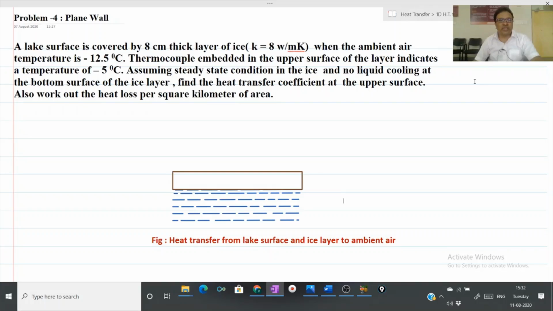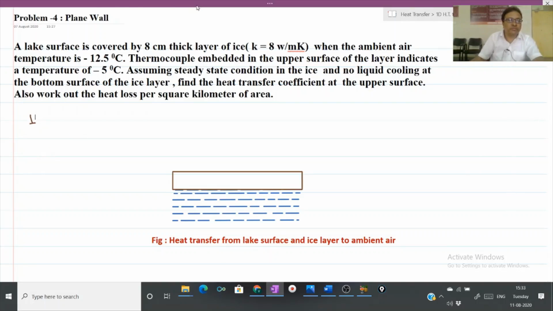Assuming a steady state condition in the ice and no liquid subcooling at the bottom surface of the ice layer, find the heat transfer coefficient at the upper surface. Also, work out the heat loss per square kilometer of area. So in this problem, there is a lake. Let us first draw the schematic of this problem.